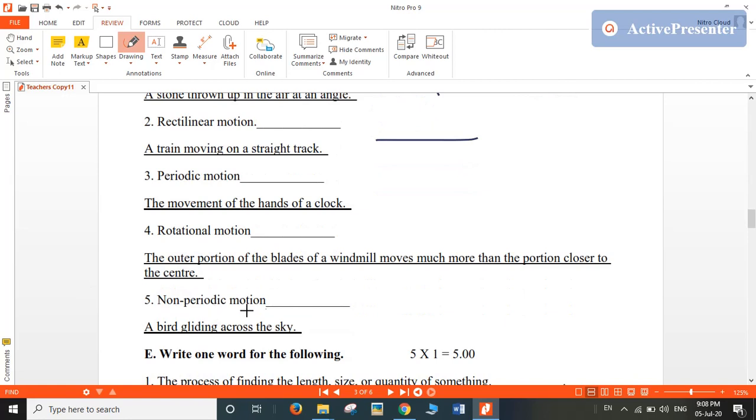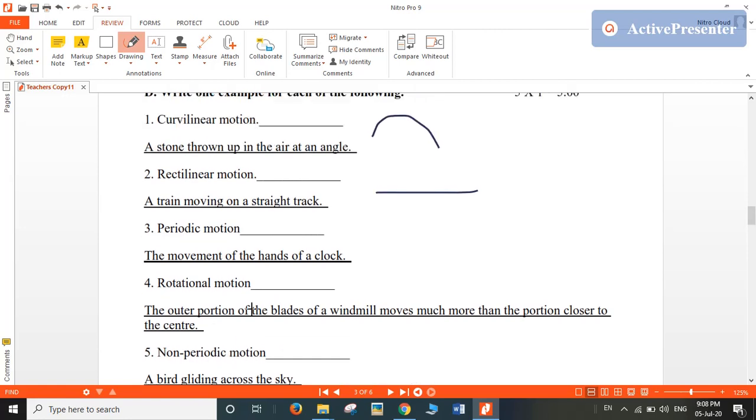Then non-periodic motion. तो example of non-periodic motion में आप बोल सकते हो कि a bird which is gliding across the sky और flying butterfly. These are the examples of non-periodic motion. So these are the answers of this exercise.